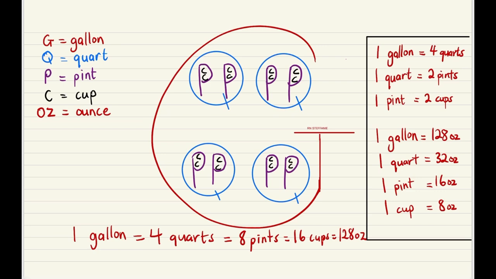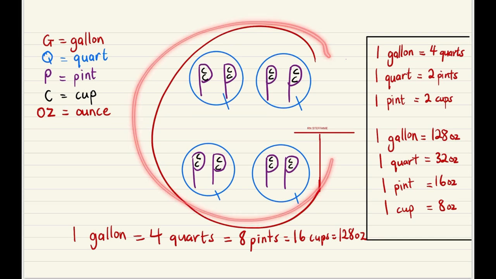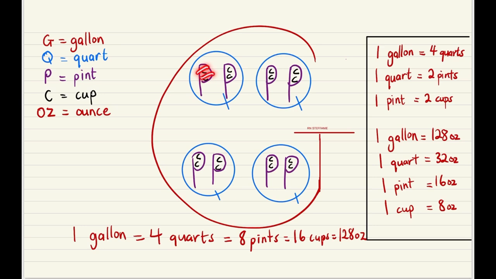So to conclude that 1 gallon is equal to 16 cups, we're going to count how many cups are present in the big G. So it's going to be 1, 2, 3, 4, 5, 6, 7, 8, 9, 10, 11, 12, 13, 14, 15, 16. From here, we can see that 1 cup is equal to 8 ounces. So if 16 cups is equal to 128 ounces, that means that the 16 cups was multiplied by 8 to get 128.